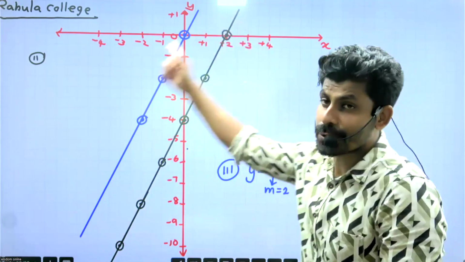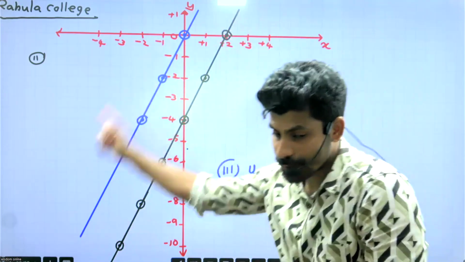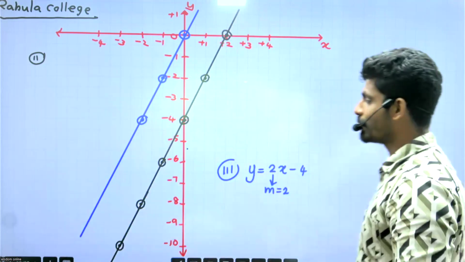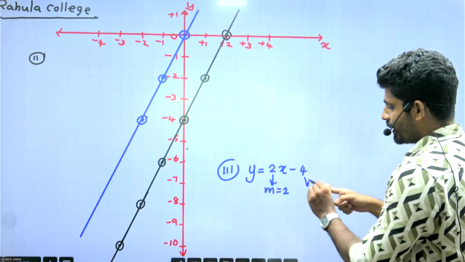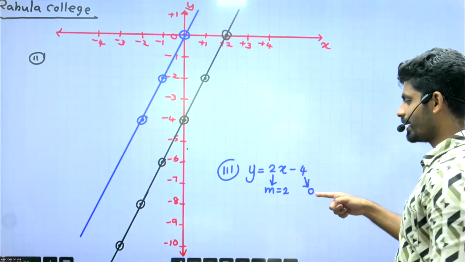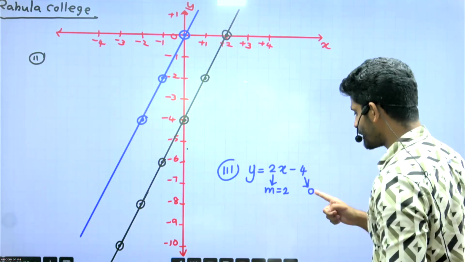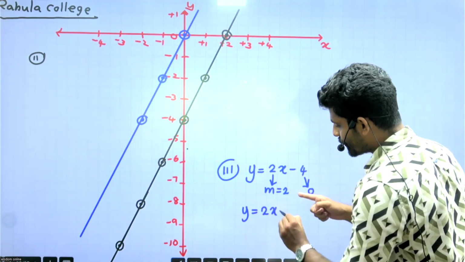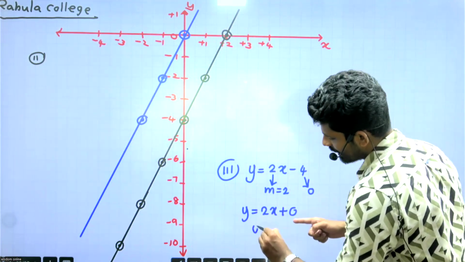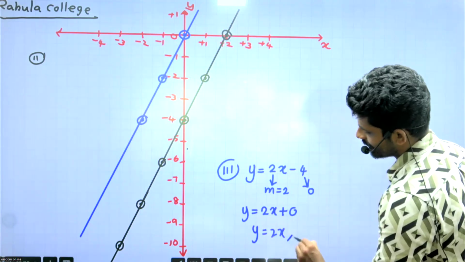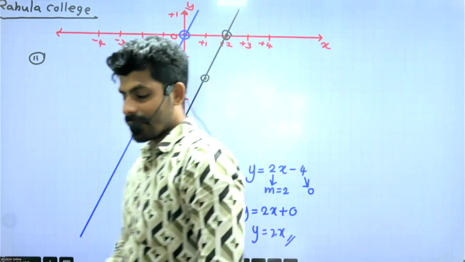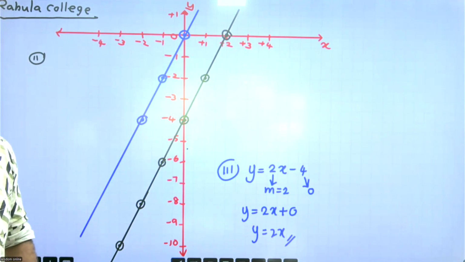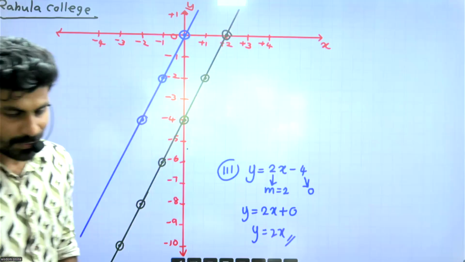Then passing through 0, 0 means the intercept equals 0. So that means y equals 2x plus 0, which we can simply write as y equals 2x. So that is the equation of the straight line.